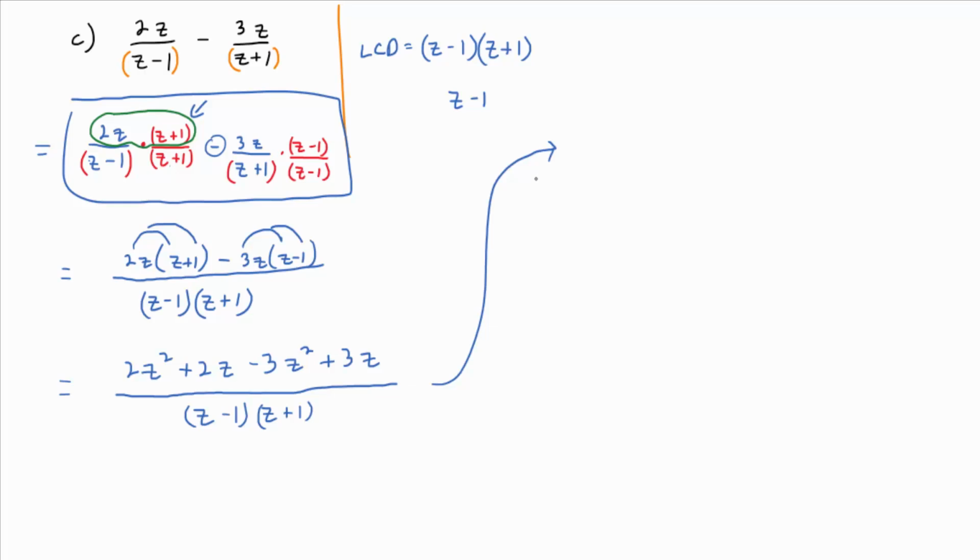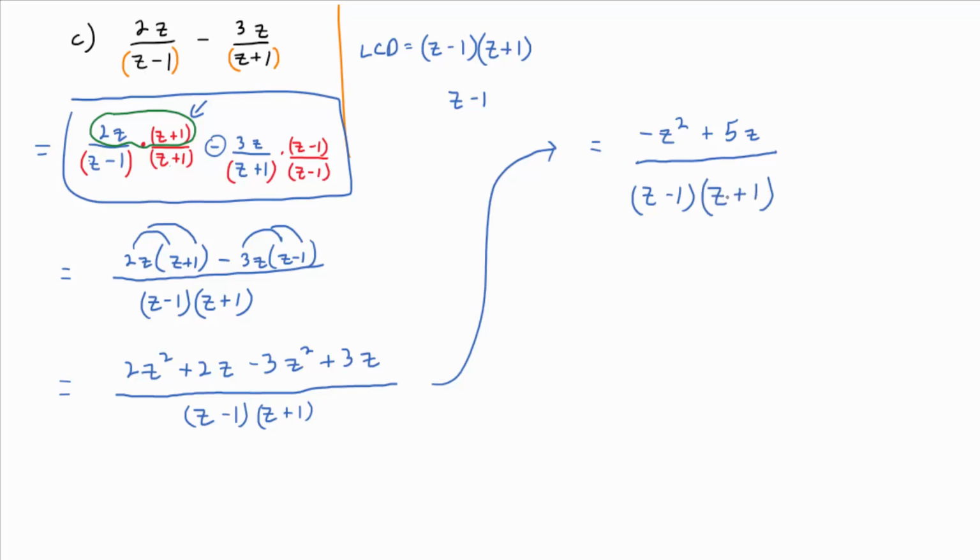Okay, so now combine like terms in the numerator. So I see a 2z squared and a minus 3z squared. What does that make? Minus z squared. So I took care of those two. And then what else? 2z and 3z added together make 5z. And then in the denominator, z minus 1, z plus 1, or the other way around.